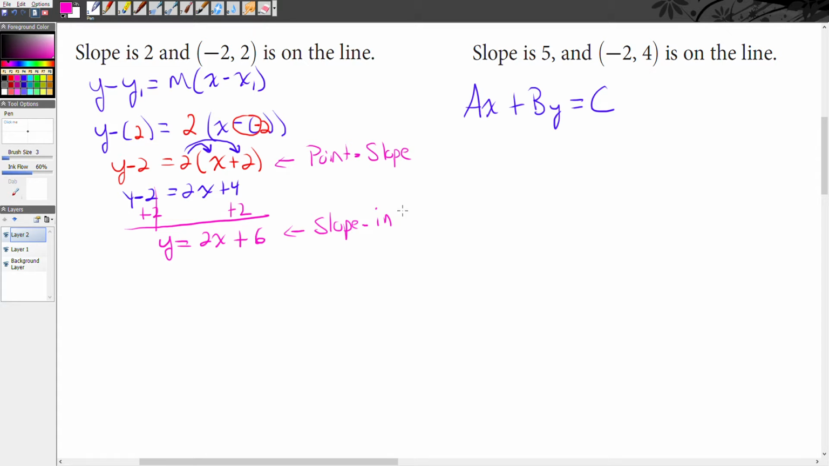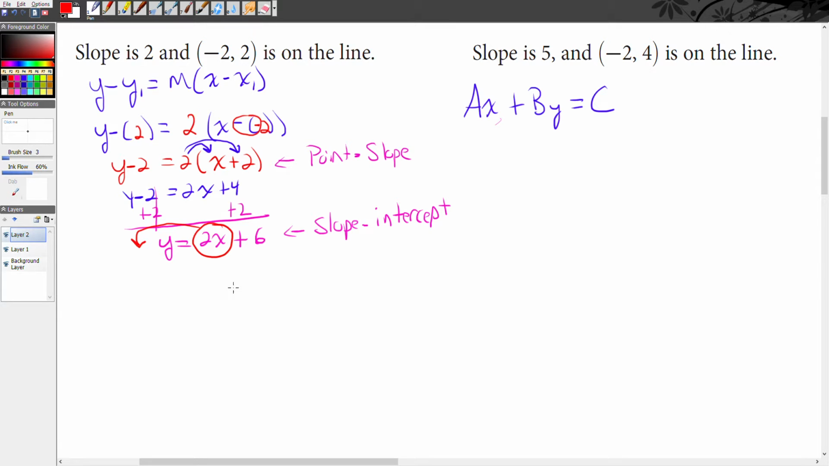But we want our equation to be in standard form. So if you notice the difference between slope-intercept and standard form is basically the x is on the other side. So in slope-intercept, the x is on the right-hand side of the equation, right after the equal sign. And in standard form, the x term is the first term on the left-hand side of the equation. So what we're going to do is move this 2x to the other side of the equation.